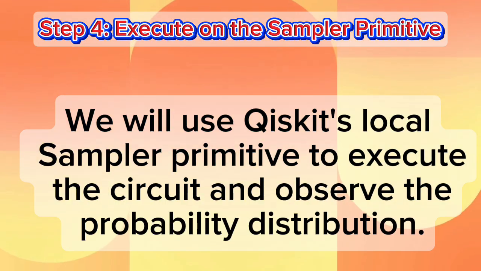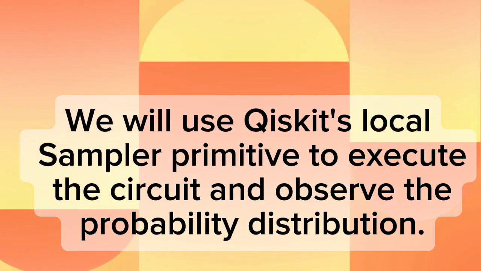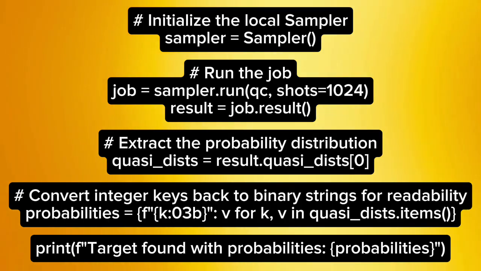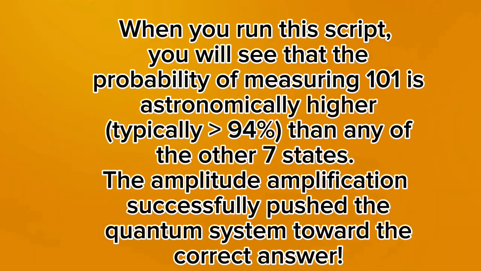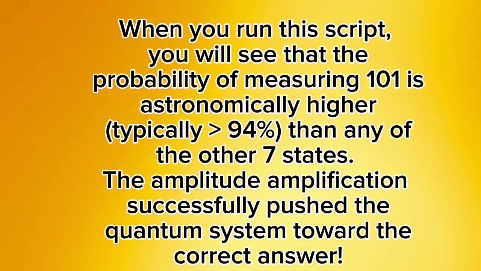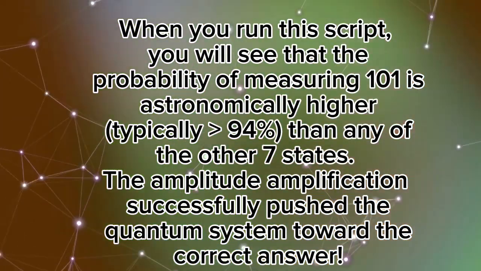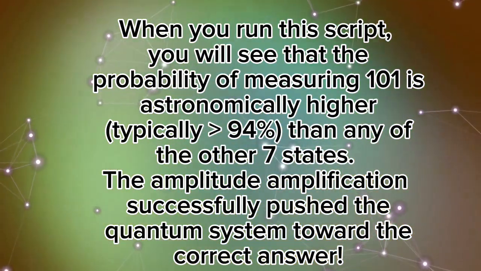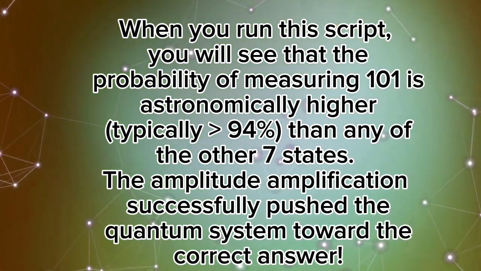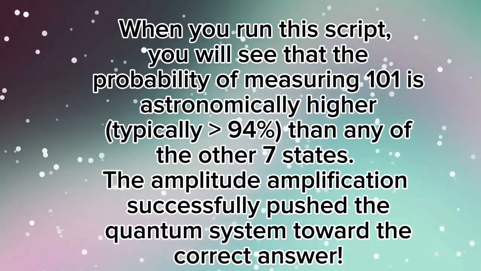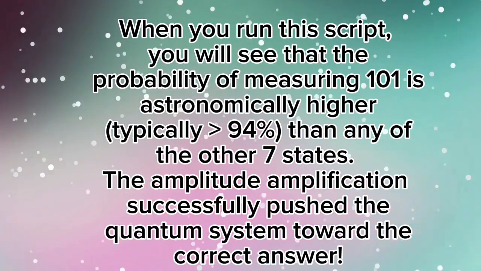We will use Qiskit's local sampler primitive to execute the circuit and observe the probability distribution. When you run this script, you will see that the probability of measuring 101 is astronomically higher, typically 94%, than any of the other 7 states. The amplitude amplification successfully pushed the quantum system toward the correct answer.